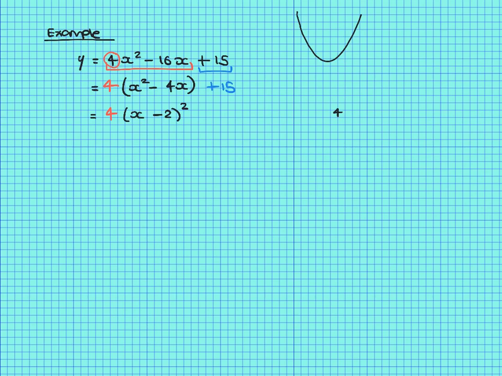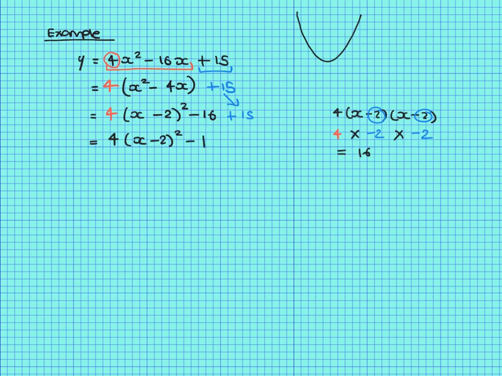Now, let's think about what happens when we expand this part here. We're going to end up with 4 multiplied by negative 2 multiplied by negative 2 as part of the expansion, which will give us 16, positive 16. So that means I need to remove that 16 and I need to add on that 15, which was already in existence. So my completed square is 4 bracket x minus 2 all squared minus 1.